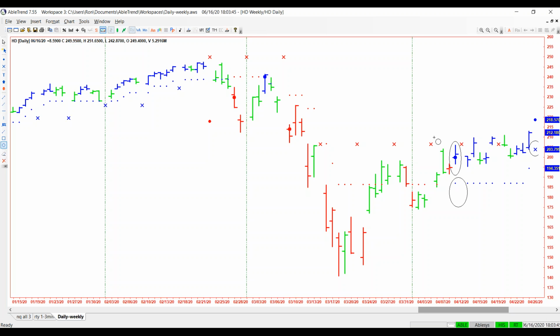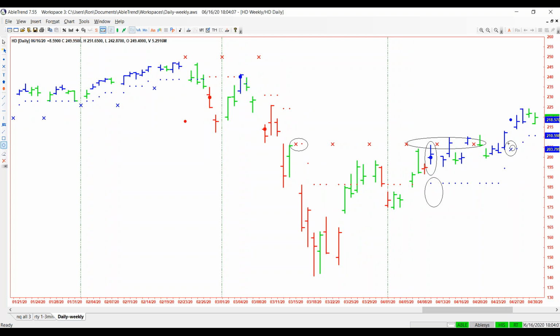That's a buy signal. But you had weekly resistance above. The red dots and the red crosses is resistance. It blocks the prices from going higher. And Abletrend told us a month before it even happened, there's going to be strong resistance there. And 6 or 7 times the prices went right in that area and stopped. So it's really good information to have.